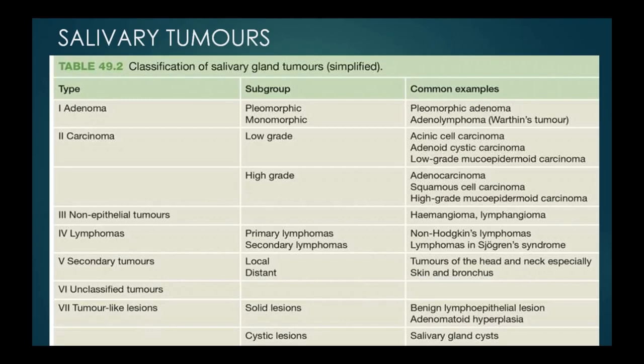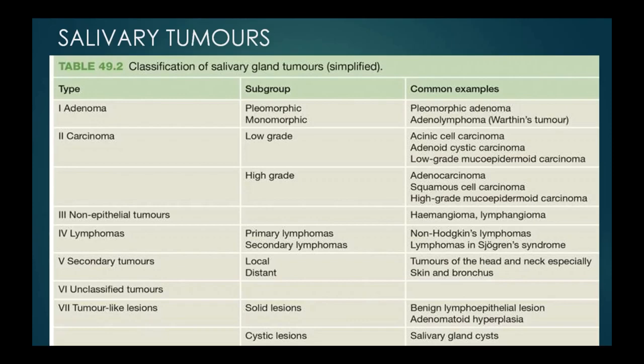Now coming to the topic, salivary tumors. First we will classify salivary gland tumors. So how can we classify salivary tumors? One is adenoma, then carcinoma, then non-epithelial tumors, lymphomas, secondary tumors, unclassified tumors and tumor-like lesions. So what are the adenomatous lesions present in the salivary gland? Adenoma can be classified into pleomorphic adenoma or monomorphic adenoma. As you all know, pleomorphic adenoma is the most common tumor in the salivary glands. And monomorphic adenoma is also known as adenolymphoma or Warthin's tumor.